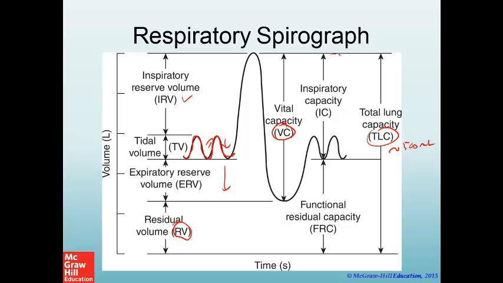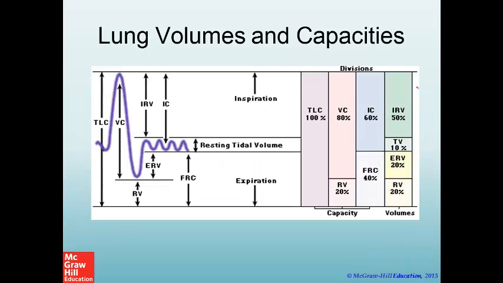Now, your total inspiratory capacity is your tidal volume plus your inspiratory reserve volume. Your total functional residual capacity is your residual volume plus your expiratory reserve volume. Those added together give you your total lung capacity, which should be around 6 liters. Something like that. Depends upon your size. Bigger people will have a bigger lung capacity. Smaller people have a smaller lung capacity.